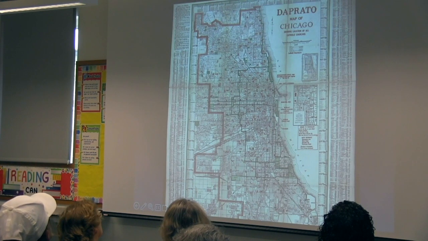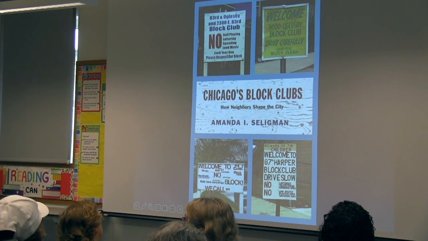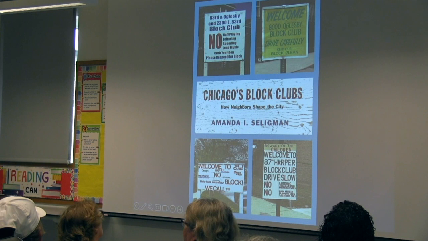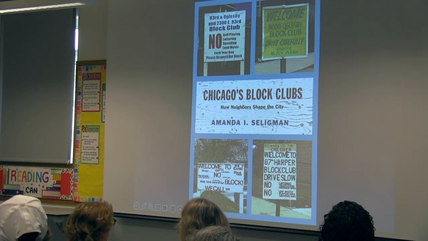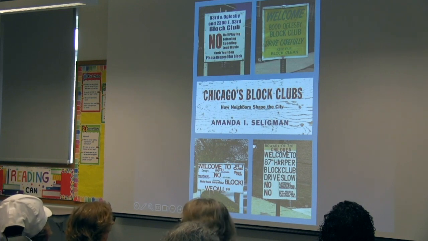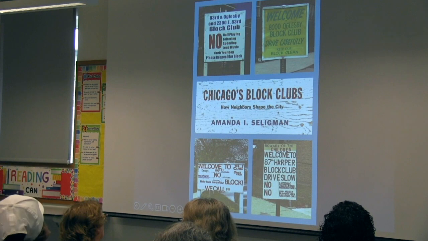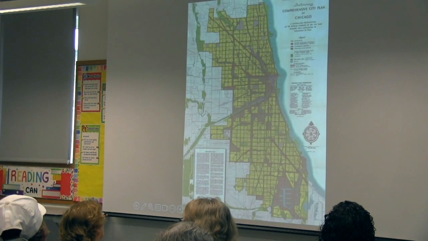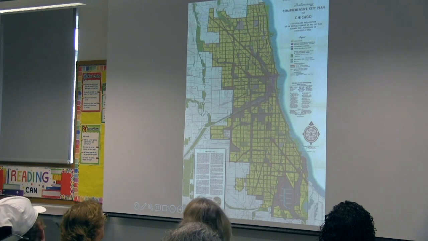So we have that kind of understanding of neighborhood. Chicago's block clubs, of course, those are neighborhoods, right? Those might be thought of as neighborhoods. And there's a wonderful book by the historian Amanda Seligman on the Chicago block clubs, the history of those. But what about in a more official capacity, the understanding of neighborhood in Chicago?